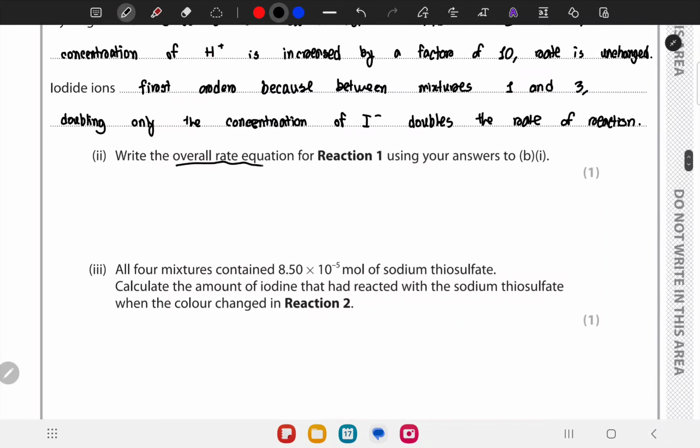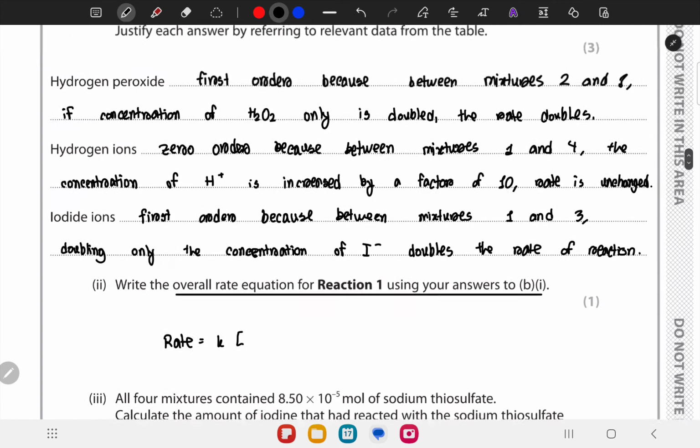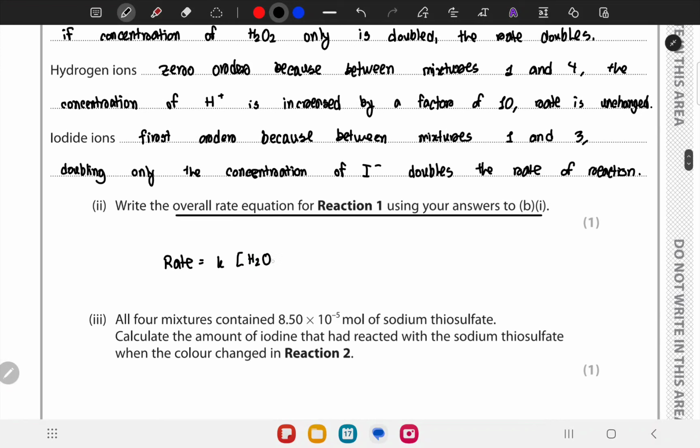So we have to write the overall rate equation for reaction 1 using our answers to part B1. So rate will be K times the concentration of hydrogen peroxide to the power 1 times the concentration of iodide ions to the power 1.